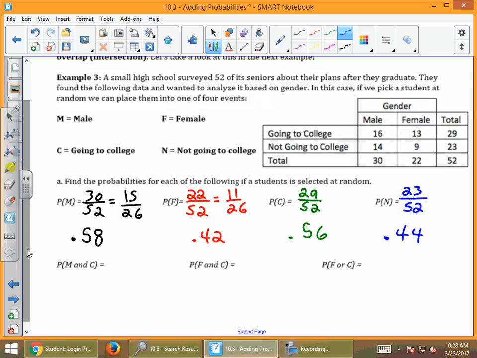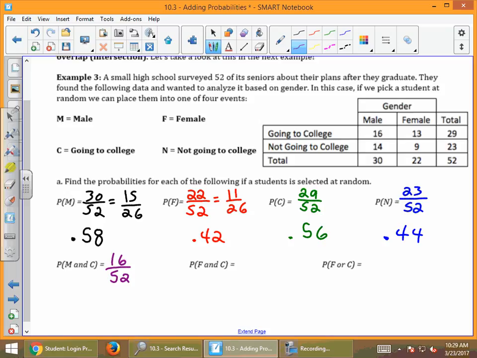Well, now we have this "and" situation. What's that mean? Well, before you had the percentages already done for you. Here, basically, is what it's saying. What is the probability of picking a male that's going to college? He's a male and he's going to college. So what's the probability of being a male going to college? Jason? You would just use the number 16 and divide by the total. Yeah. You're saying there's 16 males going to college. You're exactly right. So I'm going to do 16 over, well, I'm still pulling from the whole population, so it's still 52.